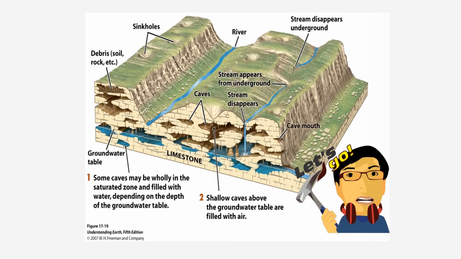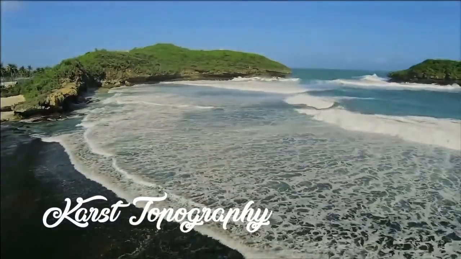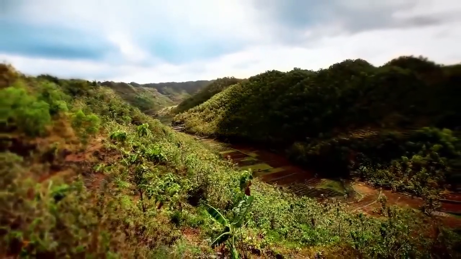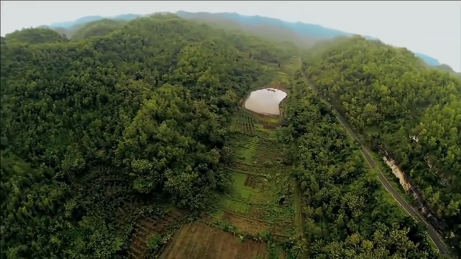What is karst topography? Topography developed in areas underlain by carbonate rocks, including limestone and dolomite. Karst topography includes features like caves and sinkholes and forms when limestone is slowly dissolved away by slightly acidic groundwater.